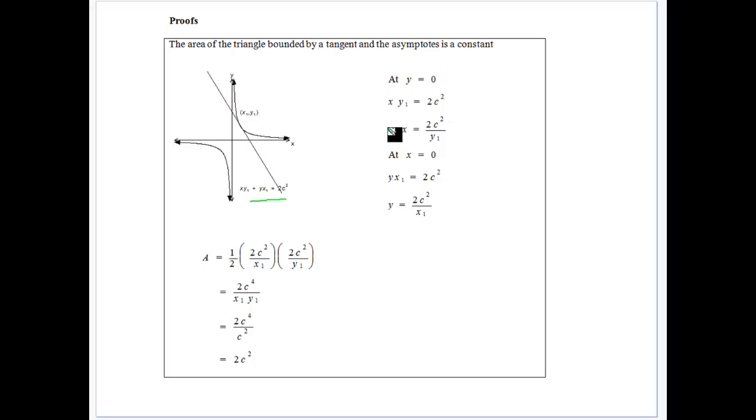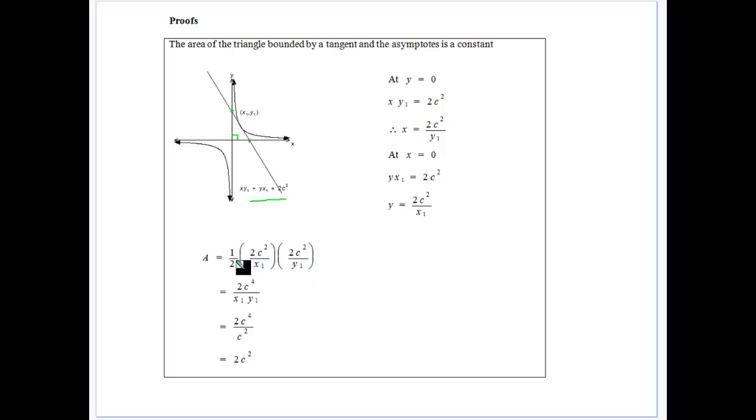So at the x-axis, it's going to go through the point 2c squared on y1, because when x is equal to 0, we sub that in, we get y x1 equals 2c squared. So y is equal to 2c squared on x1. So there's our 2 points. And because we form a right-angled triangle there between the tangent and the axes, we just have to apply the area formula. So half times the 2c squared on x1, 2c squared on y1.